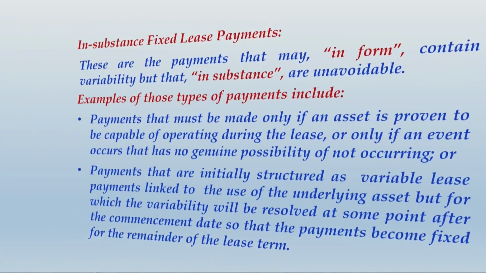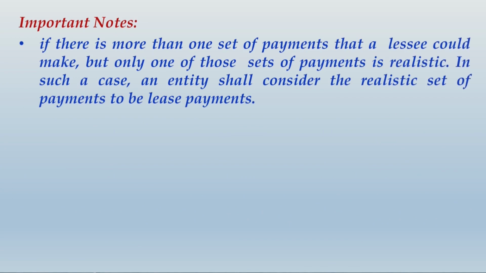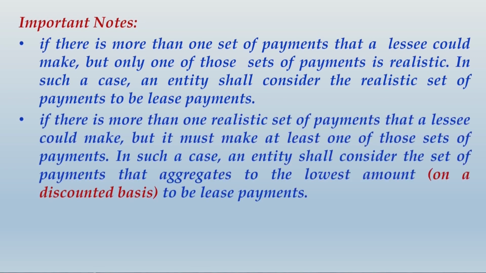So friends, let us write down those important points that we have just discussed. If there is more than one set of payments that a lessee could make, but only one of those sets of payments is realistic, in such a case, an entity shall consider the realistic set of payments to be lease payments. If there is more than one realistic set of payments that a lessee could make, but it must make at least one of those sets of payments, in such a case an entity shall consider the set of payments that aggregates to the lowest amount on a discounted basis to be the lease payments.